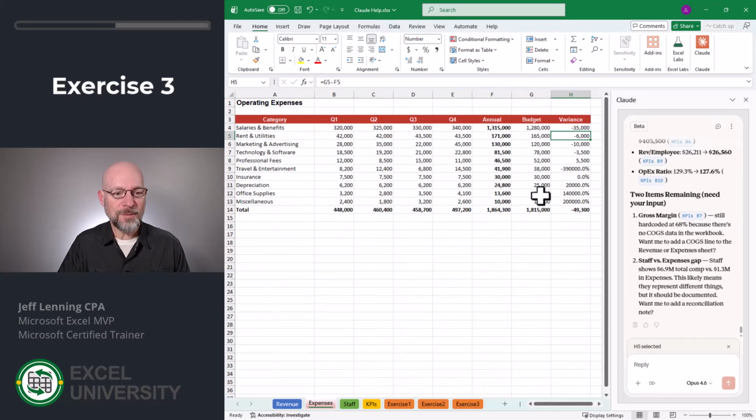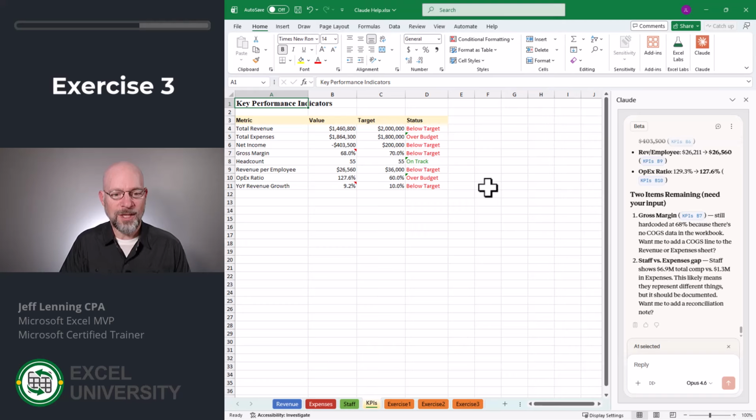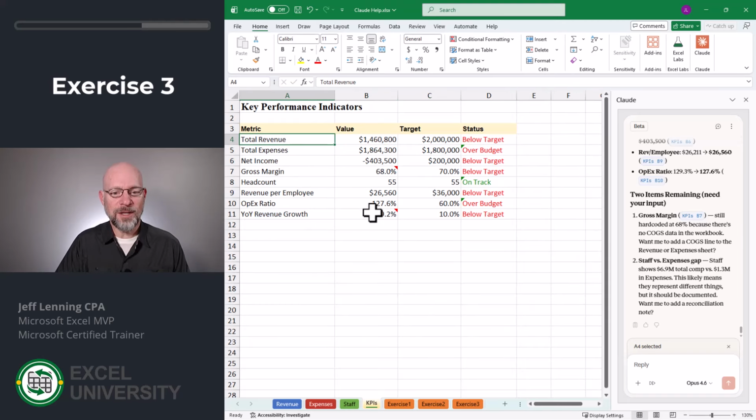All right, let's take a look at the expenses sheet. Here we can see these are all now consistent formulas. This feels really good. Okay, and this variance has some different formatting here, but other than that, this looks good. Staff sheet, we can see this total cost is all formulas now and no hard-coded values. And these look good. And this total looks good as well. And let's go to KPIs. And we see that this has been updated as well.